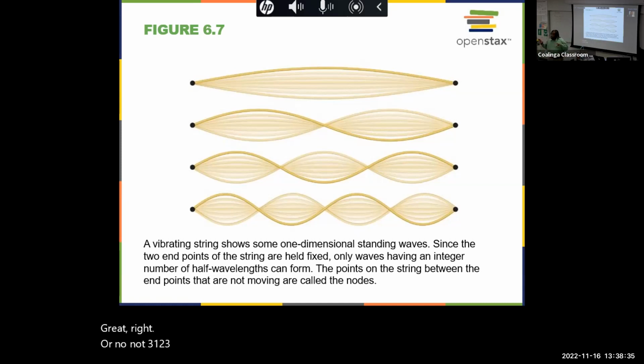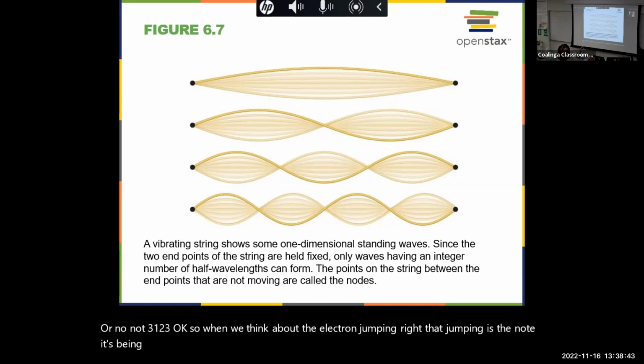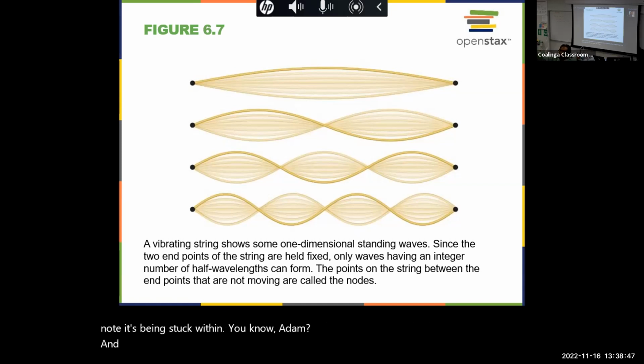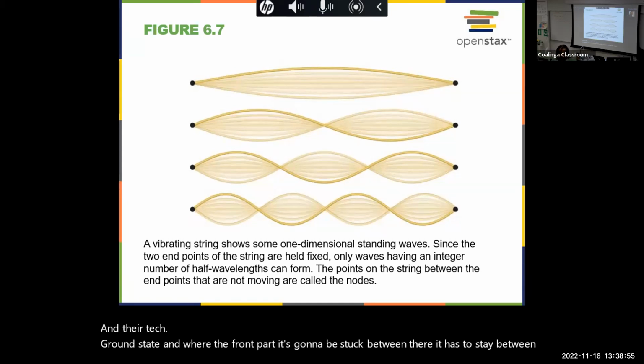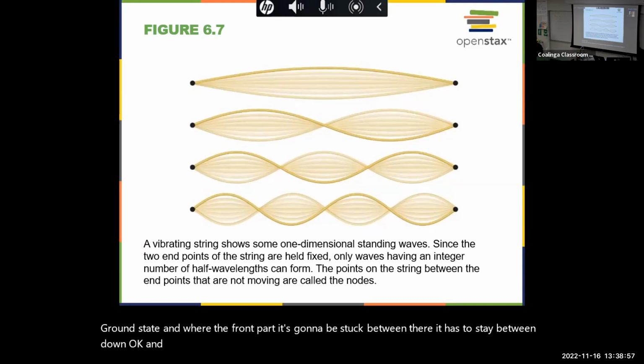So when we think about the electron jumping, right? That jumping is between nodes. It's being stuck within where the nucleus starts, where technically the ground state is, and where the farthest part is. Right? It's going to be stuck between. It has to stay between. Okay. And so in that case, you have nodes.